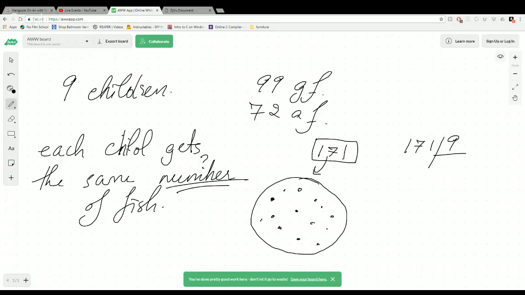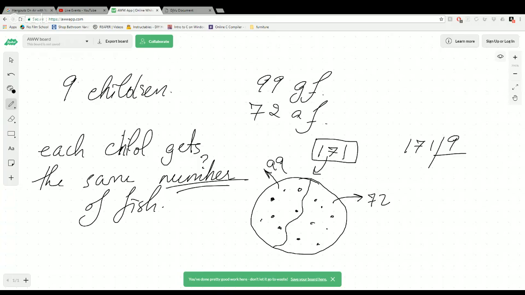So what is another way we could have done this? We could have said, if each child is to get the same amount of fish, how can we distribute the fish so they all get the same amount? Now you can divide it into groups. Instead of counting all the fish simultaneously, let me first count the goldfish. Let's draw a boundary for the goldfish. Here are the goldfish, these are 99, and these are the angelfish, and there are 72 of those.